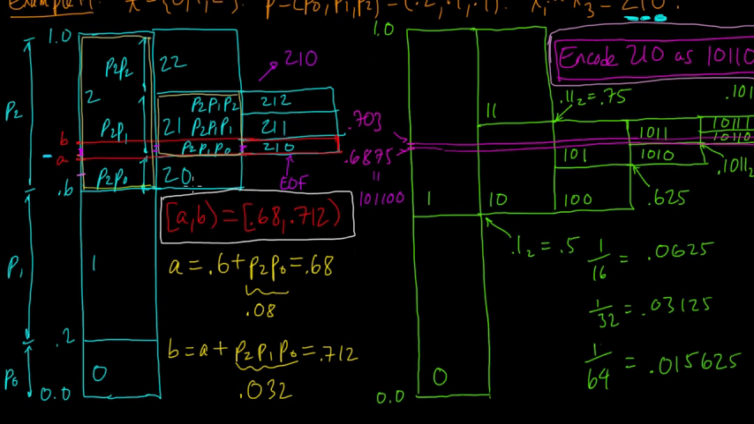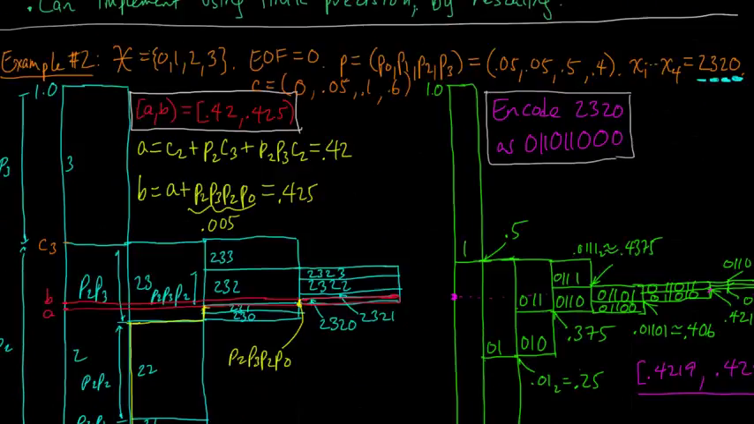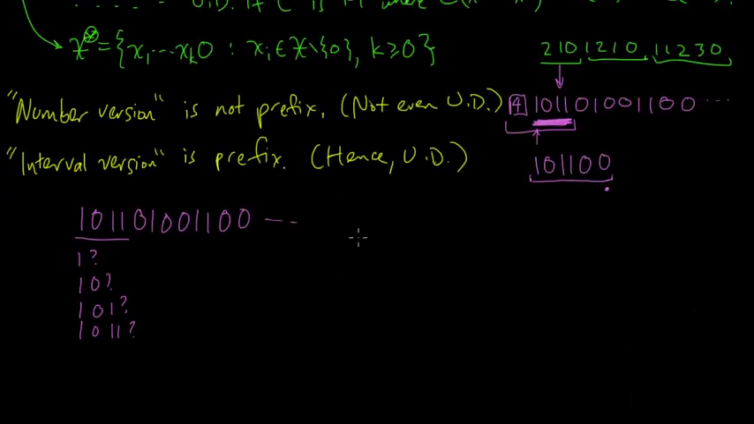In this particular example, 101 was a prefix of 1011, and that is a valid encoded message for this sequence, 20. So that demonstrates exactly that the number version is not a prefix code. So we just did an example: 101 is a prefix of 1011, and both are valid.